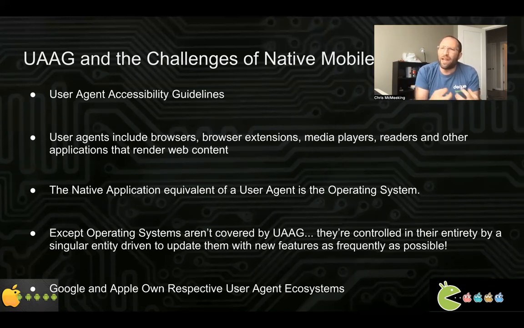But when you look at applying that across the ecosystem, things break down pretty quickly, and that has a deep, deep impact on the web content accessibility guidelines and how they apply. Because in the native mobile ecosystem, the native application equivalent of a user agent is the operating system. And Google and Apple control that operating system in its entirety, and that has dramatic impacts for the way that we want to apply WCAG and the web content accessibility guidelines.